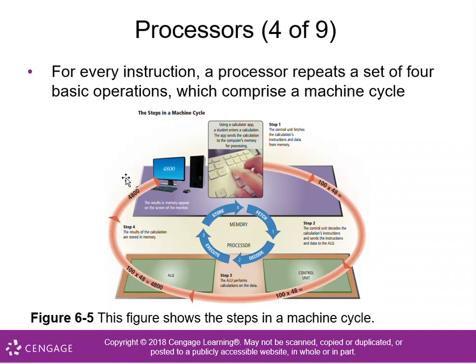Okay. Dan data tu akan diangkut oleh control unit, dibawa ke ALU, kemudian perform calculation tu dalam ALU, dan kemudian resultnya akan disimpan dalam memory semula. Okay, contoh kalau you tekan calculator 100.48, dia akan disimpan dalam memory, dan control unit akan ambil instruction tu, bawa ke ALU. ALU akan perform calculation, dapat jawapan, akan simpan balik di memory dan appear pada screen calculator.